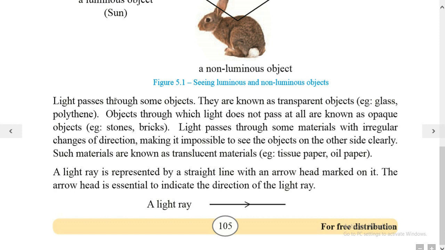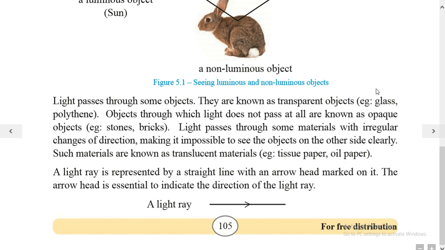Then the other one, the mid part, is the translucent objects. These are the objects that let a little light pass through. That means the things on the other side of that object cannot be seen clearly. They change the directions. Examples are decorated glasses, tissue papers, and oil papers. Likewise, these are the three types of objects.